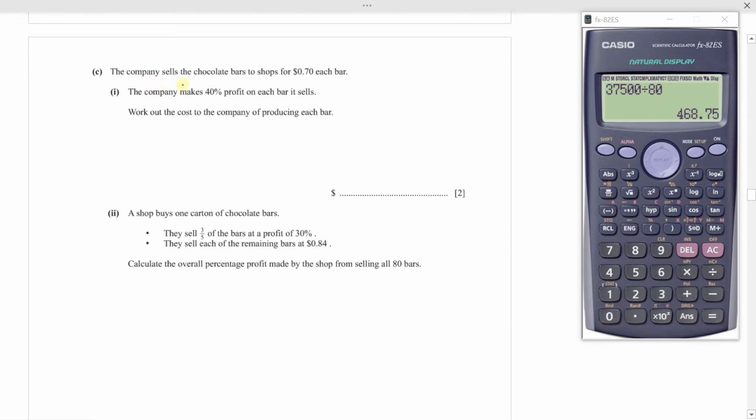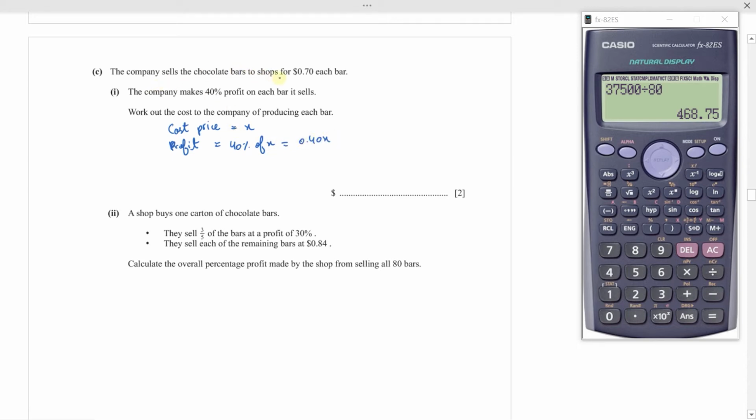Part C is the company sells the chocolate bars to shops for $0.70 each bar. The company makes 40% profit on each bar it sells. Work out the cost to the company for producing each bar. So the cost price, let's call it X. Then your profit is 40%. So 40% of X is your profit, which is 0.40X.